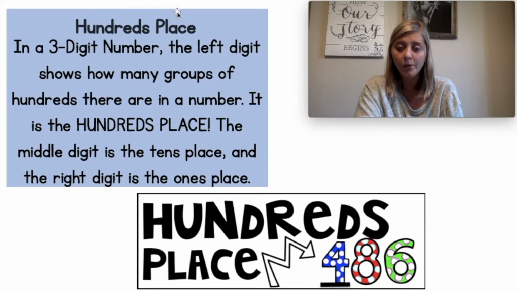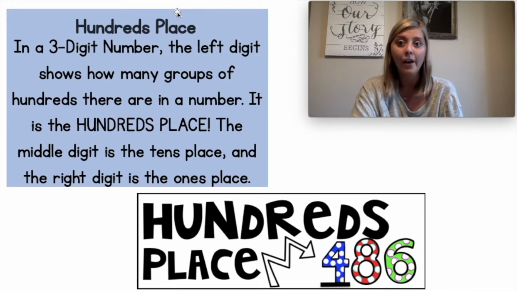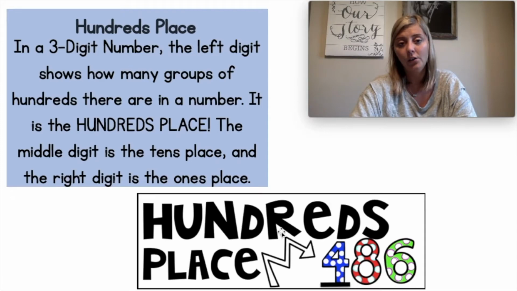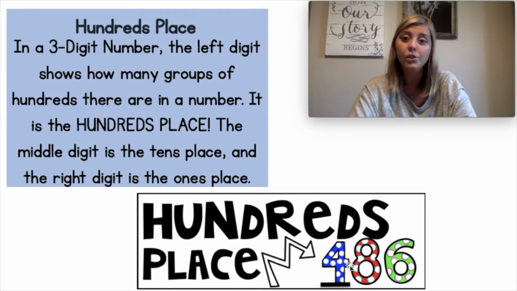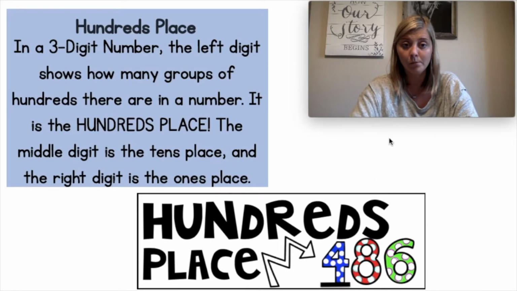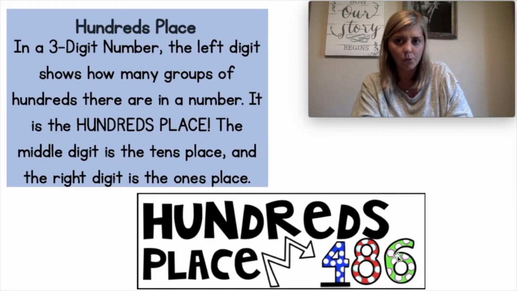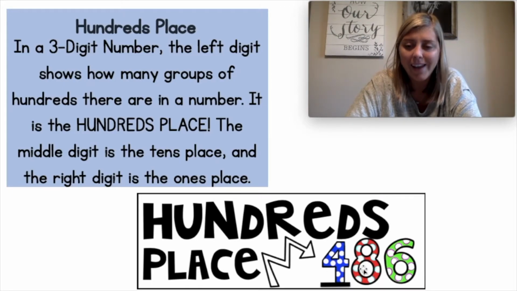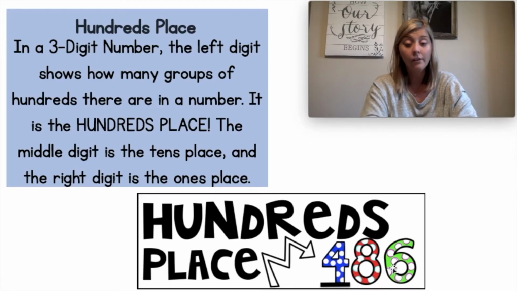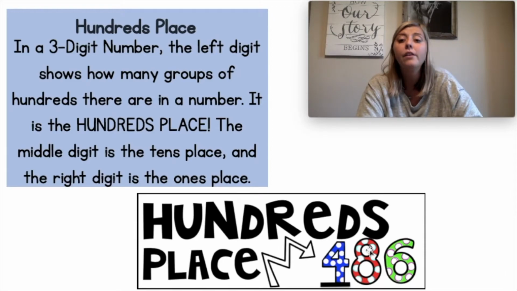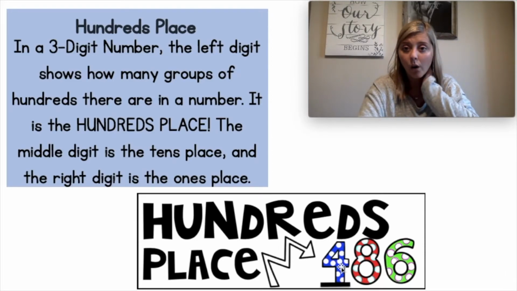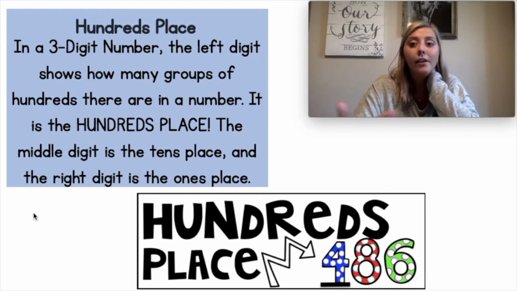In a 2-digit number, we talked about how you have the tens place and the ones place. In a 3-digit number, you're going to have to add that hundreds place. The left digit in a 3-digit number shows how many groups of hundreds are in the number. It's the hundreds place, and the middle digit is the tens place, and the right digit is the ones place. Let's talk about value too real quick. If we see this number 486, the value of the 6 is just 6. The value of the 8 is 80 because it's in the tens place. And the value of the 4 is 400 because it's in the hundreds place.